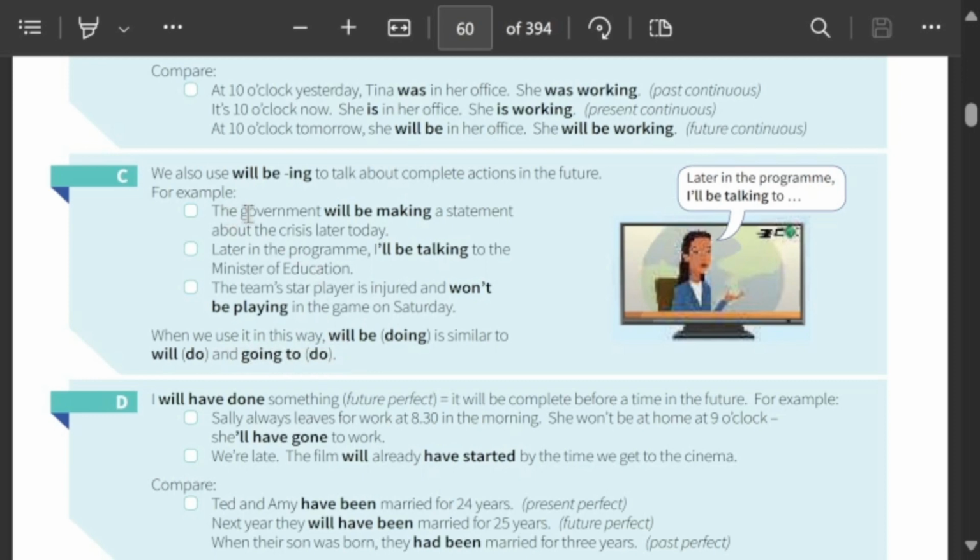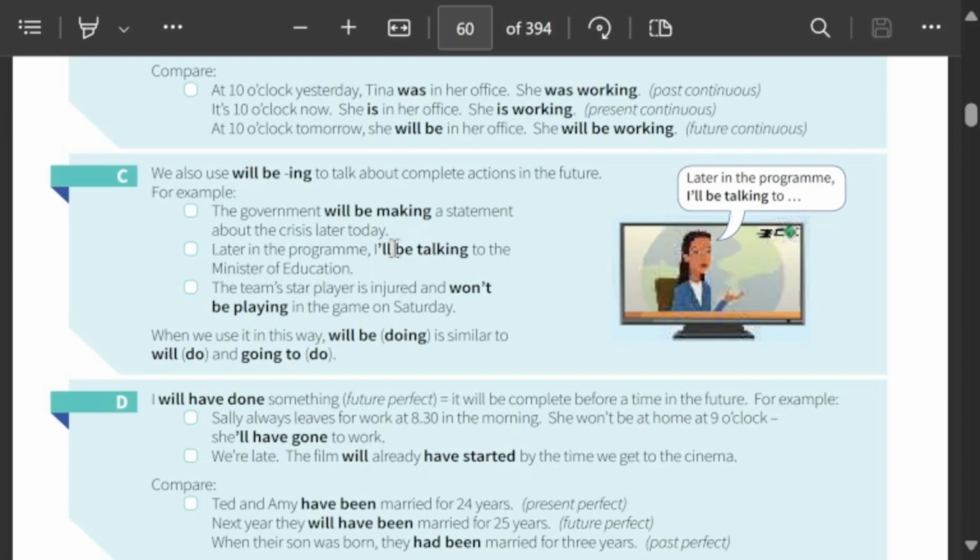So here we could say the government is going to make a statement. Better, no? Is going to make a statement about the crisis later today. So you see, here, present continuous overlaps with the future. And it overlaps with the future continuous as well. So they are kind of interchangeable in this situation. This is why it's flexible.